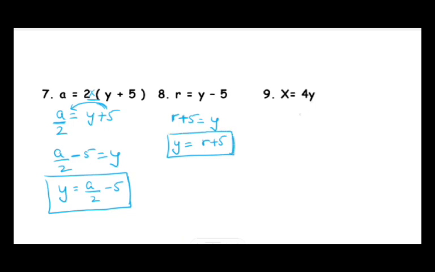X is equal to 4y. So here we have to break the bond. There's a hidden multiplication on the right hand side. When we bring the 4 on the left hand side, it will become division. So y is equal to x upon 4. Here we are.